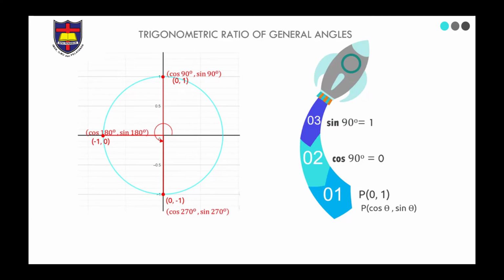Last, we will try to rotate it in one full cycle so that we have the point (1, 0). Then we can compare the coordinate with cos 360 and sin 360.